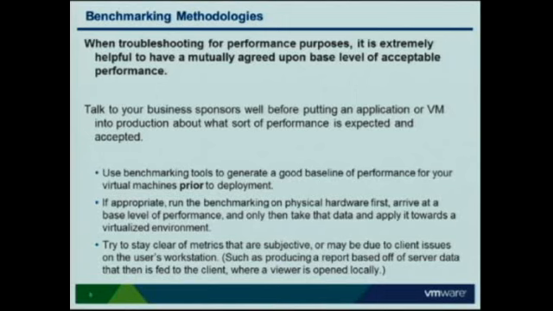When I go to a virtual environment, I'm expecting near physical, or maybe even sometimes better. But if I get inherently much, much worse, then I know I'm running into a problem. I've got that baseline that I can work off of.